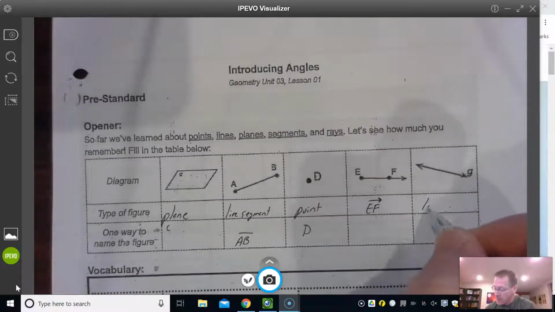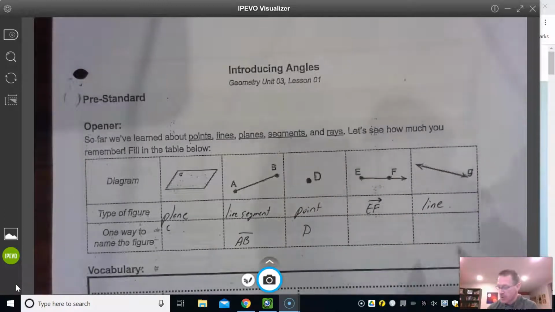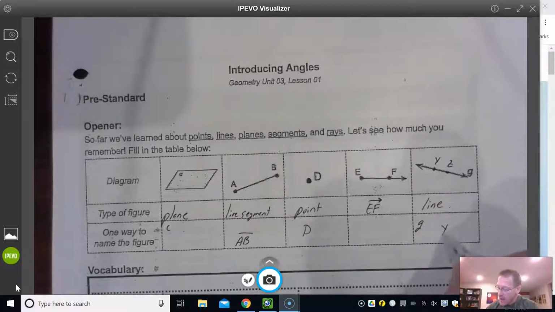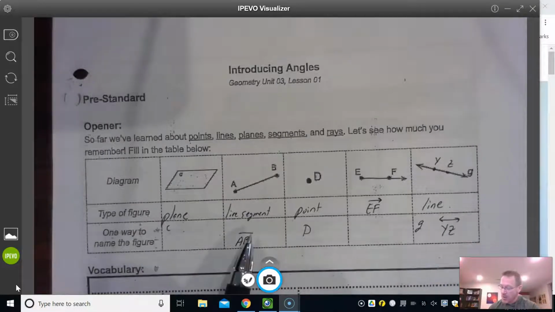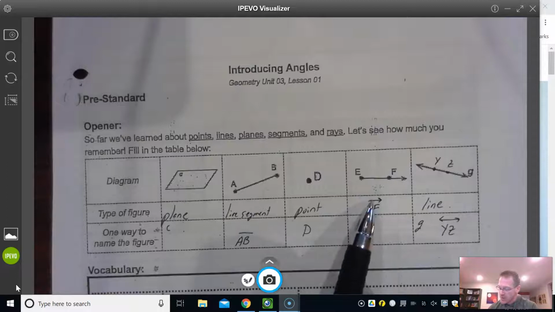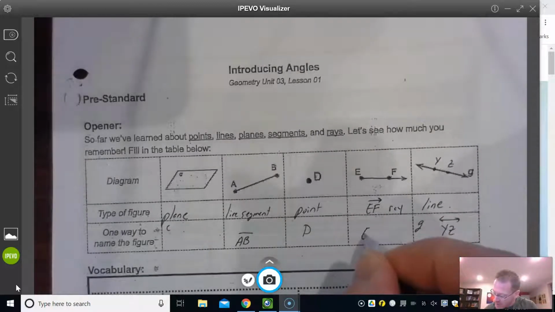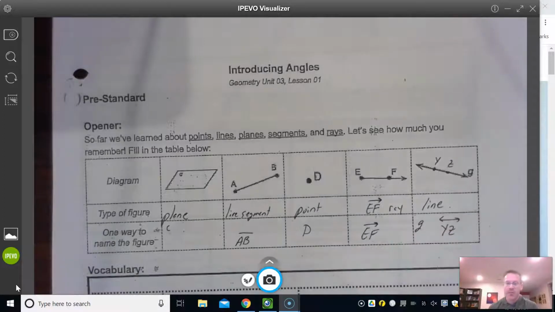And then hopefully you said that this was a line, and we're going to use that lowercase letter g there. Or we could have 2 points on that line. So if I had 2 points, say Y and Z, we could name it line YZ and put the line symbol over the top. So we have 3 different notations to label those. And I think I put this one in the wrong box, I should have said ray here, but you get what's going on.